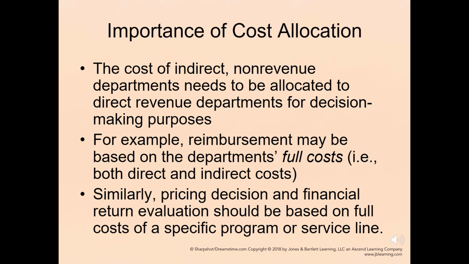The cost of indirect non-revenue departments needs to be allocated to direct revenue departments for decision-making purposes. For example, reimbursement may be based on the department's full costs. For example, both direct and indirect costs. Similarly, pricing decisions and financial return evaluation should be based on full costs of a specific program or service line.